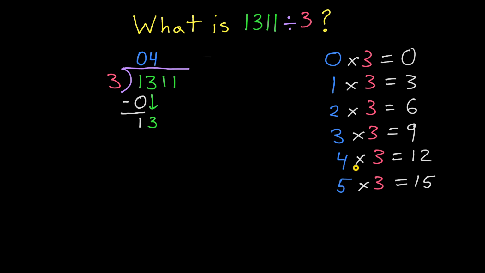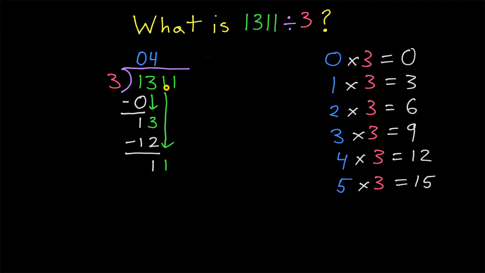But we already did this. 4 times 3 is equal to 12. So let's write this result, 12, then write a little negative sign in front of it and perform the subtraction. 13 minus 12 is simply equal to 1. And now go ahead and drop down the next digit, 1.